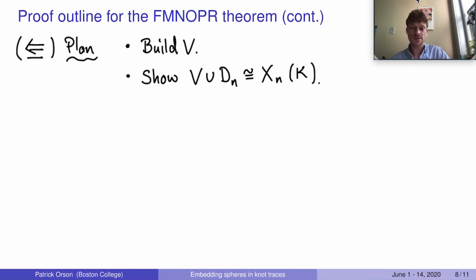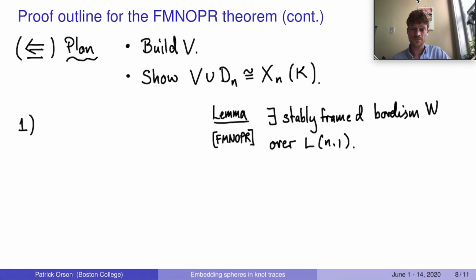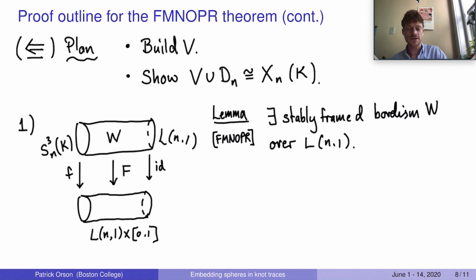Okay, so those are the two steps. For the first step, I want to build a bordism. So here's the lemma. Maybe the first thing to think about is that there's always a bordism between the n-framed surgery on the knot and the lens space because all three manifolds are bordant. But if I want to do the next steps, I've got to have more control. The control I need is that I need this bordism to be stably framed, and I want to have everything together with maps to the lens space. So this is what that means.